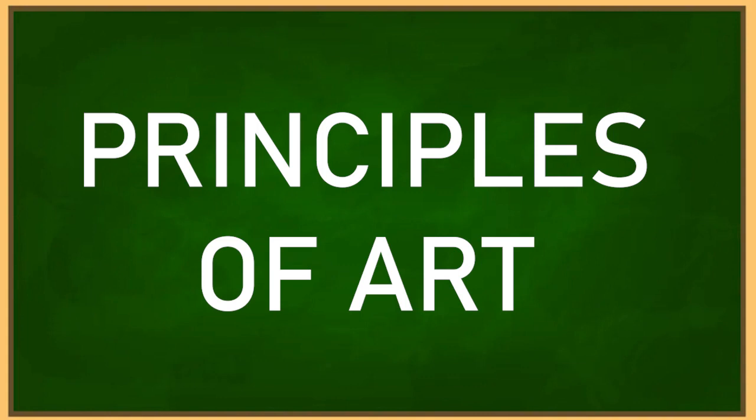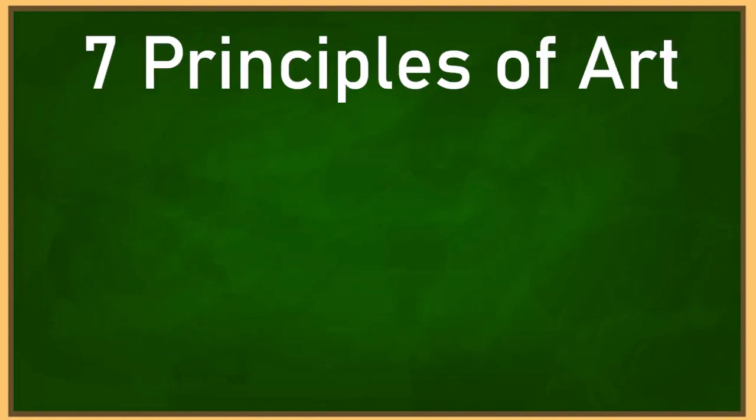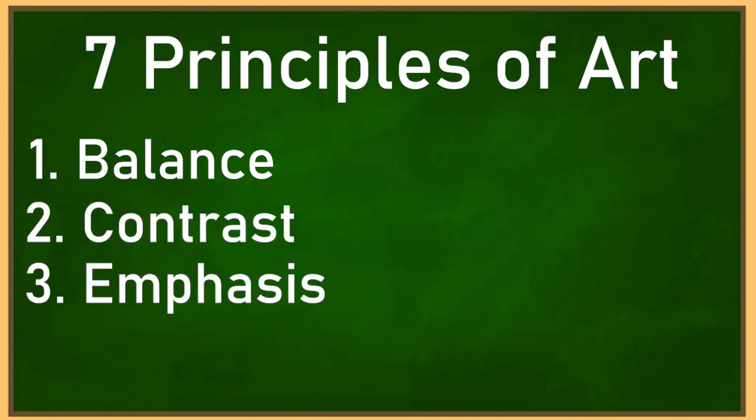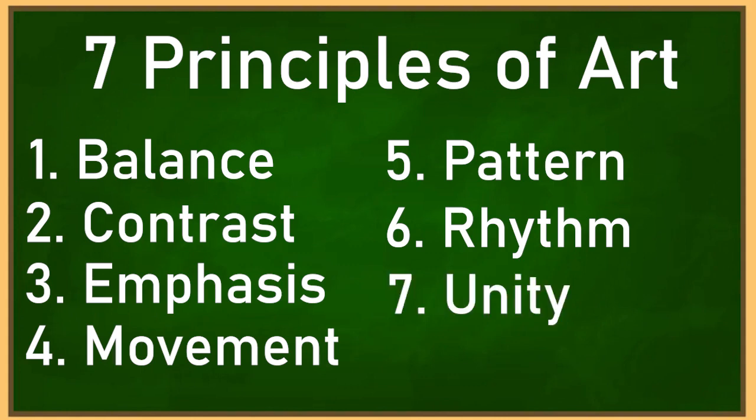Our next topic is the principles of art. These are the standards or rules to be observed by an artist in creating works of art. They are used on how to create and organize artwork. There are 7 principles of art. We have balance, contrast, emphasis, movement, pattern, rhythm, and unity.